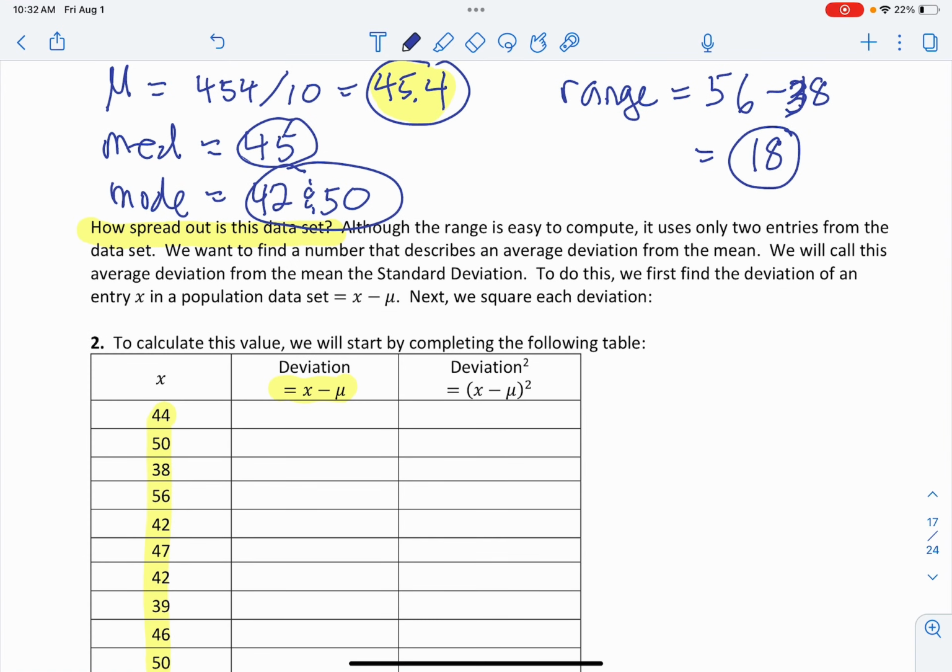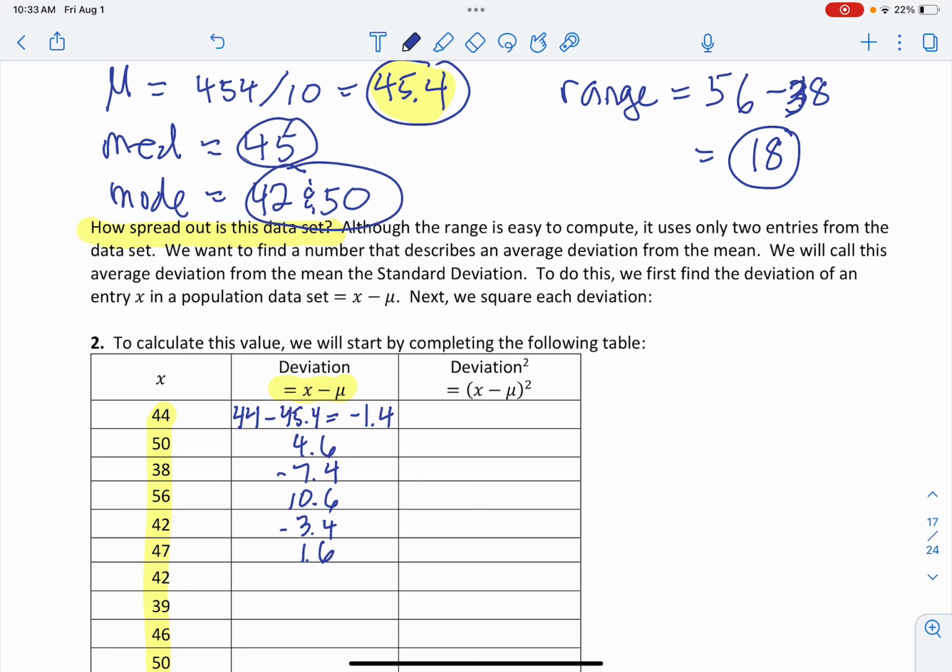So again, what I'm doing is 44 minus 45.4, and that equals negative 1.4. Right, that's called a deviation. It's a distance from the mean, right? And we're going to do that for each of the values. So you can check my work on this. But if I subtract 45.4 from 50, I'd get a positive 4.6. Next, I would get a negative 7.4. Some of them are going to be negative. Some are going to be positive. It just depends if it's less than the mean or greater than the mean.